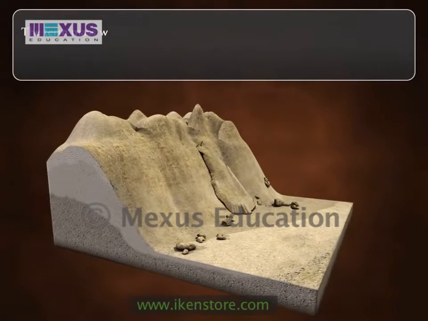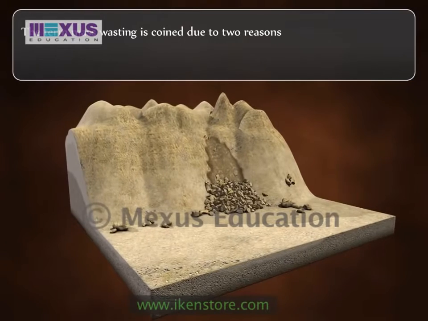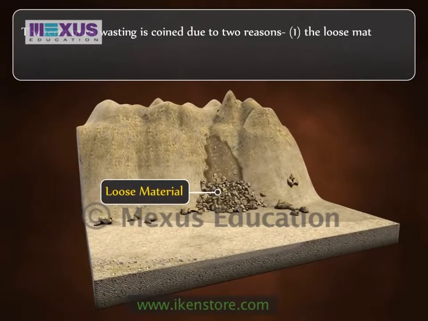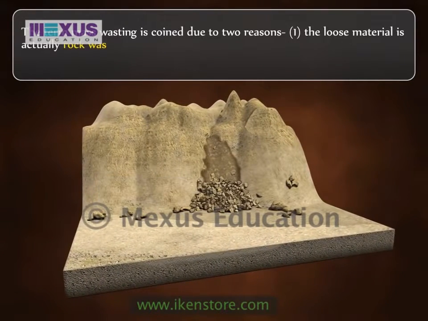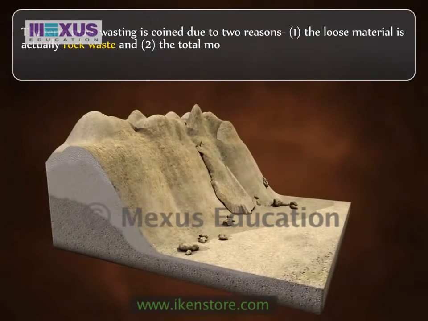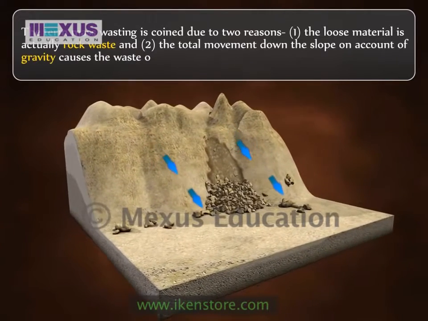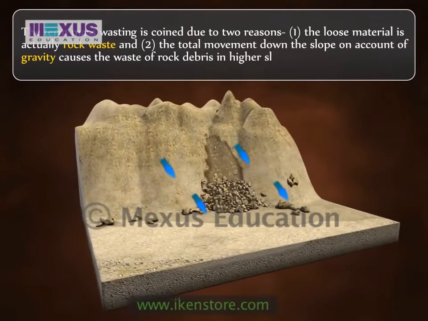The term mass wasting is coined due to two reasons. 1. The loose material is actually rock waste. And 2. The total movement down the slope on account of gravity causes the waste of rock debris in higher slopes.